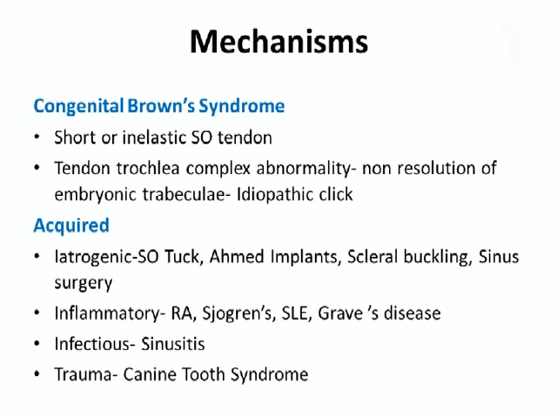And the mechanisms could be divided into congenital as well as acquired. Congenital Brown syndrome is due to a short or inelastic superior oblique tendon which doesn't allow the elevation. A tendon or tendon-trochlea complex abnormality can also lead to congenital Brown syndrome. Acquired Brown syndrome can be due to iatrogenic causes, surgeries like scleral buckling, glaucoma surgeries where Ahmed implants are placed, or sinus surgeries. Inflammatory causes like Sjogren's, SLE and Graves' disease, infectious causes like sinusitis, and trauma can also cause acquired Brown syndrome.